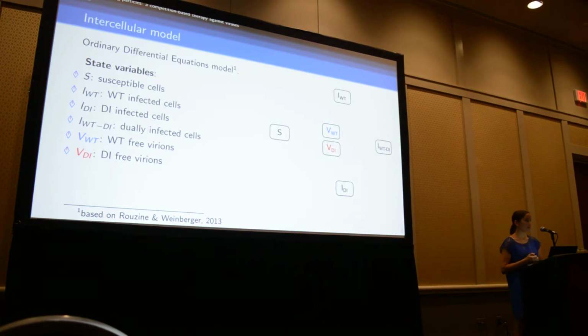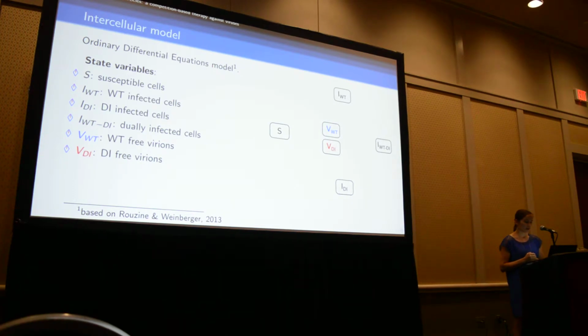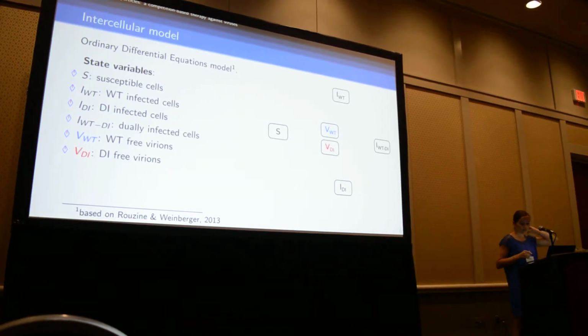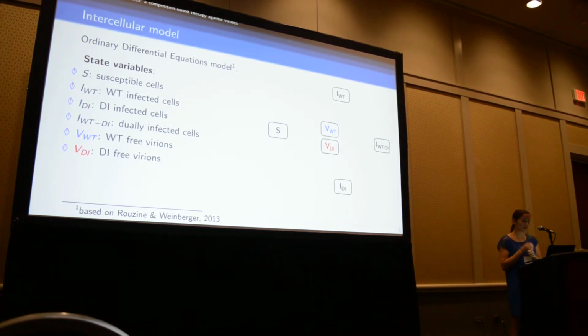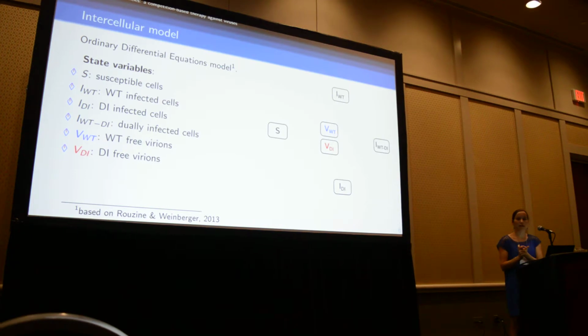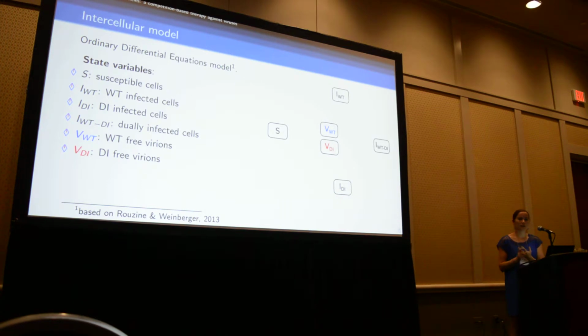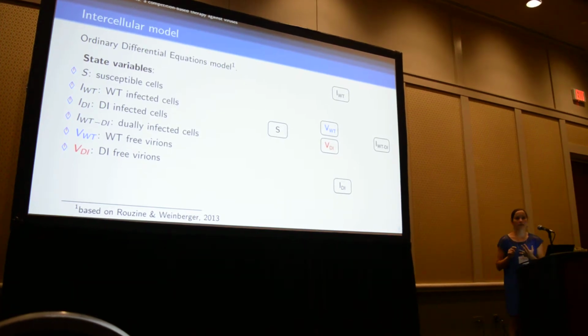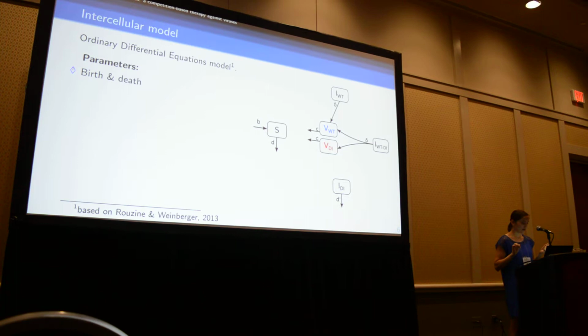For this, we developed an intercellular model that is based on ordinary differential equations. You can see on this slide a flow diagram of the model that is composed of a number of state variables. We have susceptible cells, we have cells that are singly infected either by the wild type or by the DI, cells that are dually infected, and then we have wild type and DI free virions, free meaning that they circulate outside of the cells and can infect new cells. Then we have a number of parameters for the birth and death of cells and the clearance of the free virions.